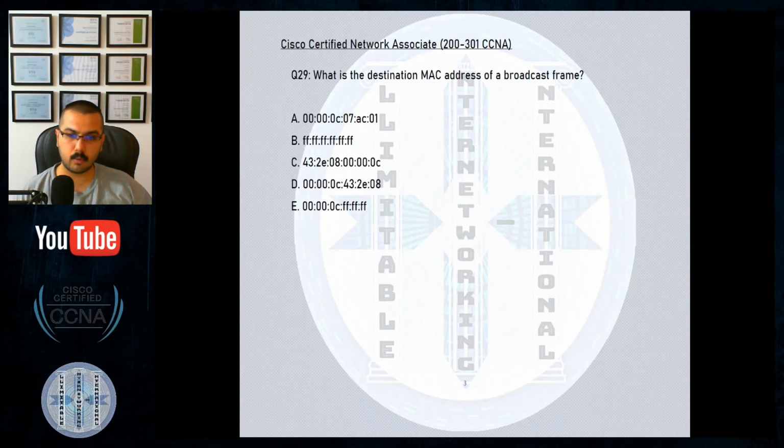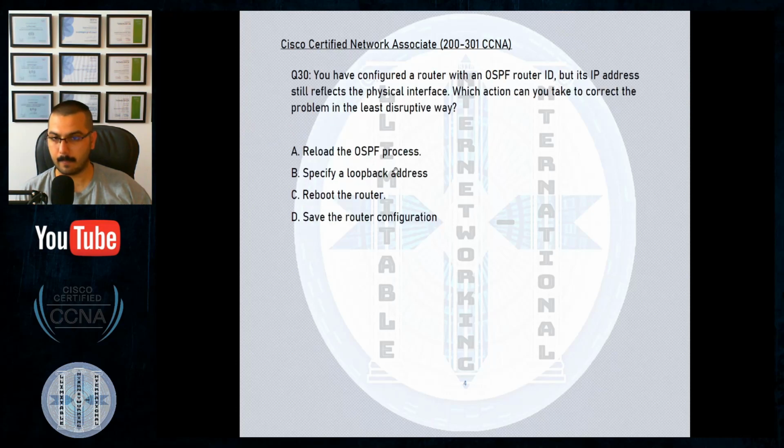Question 29. What is the destination MAC address of a broadcast frame when flooding happens? You remember that from chapter 2. We have talked about that a lot in chapter 2 and in chapter 5 with frames, also with security. It will be all Fs, all ones. So in hexadecimal, ones equals Fs, after converting.